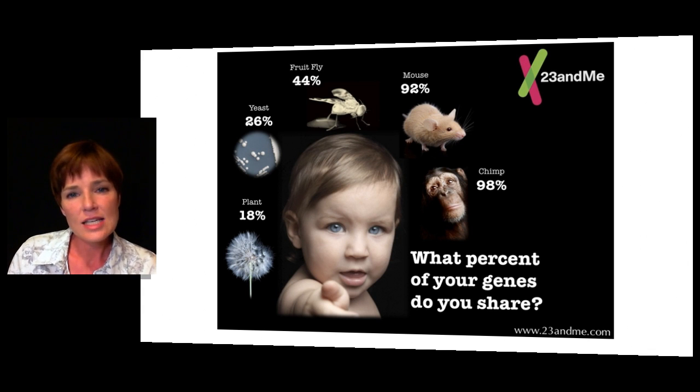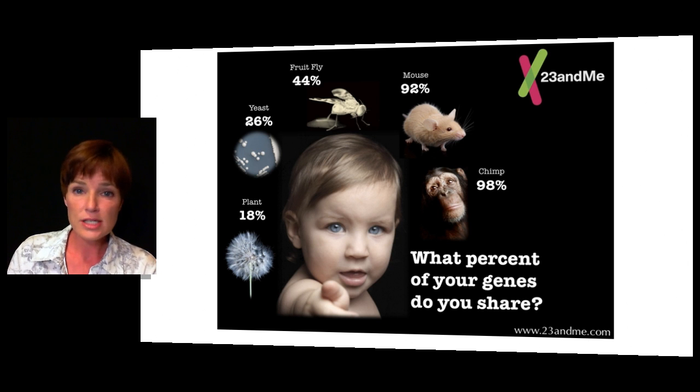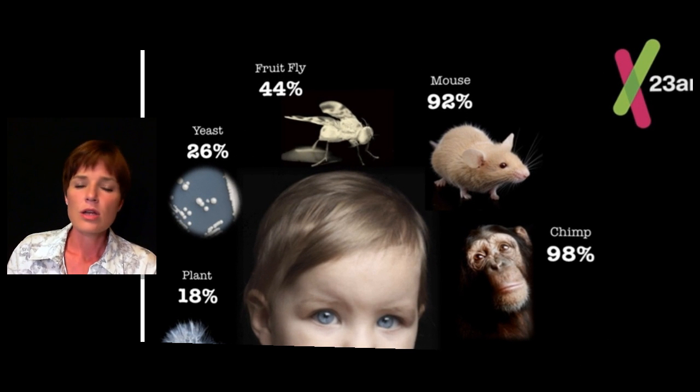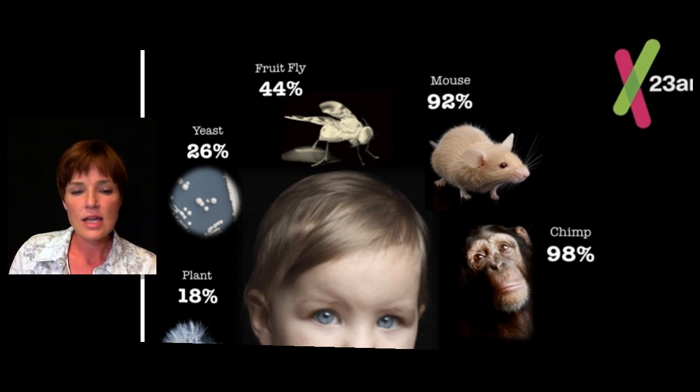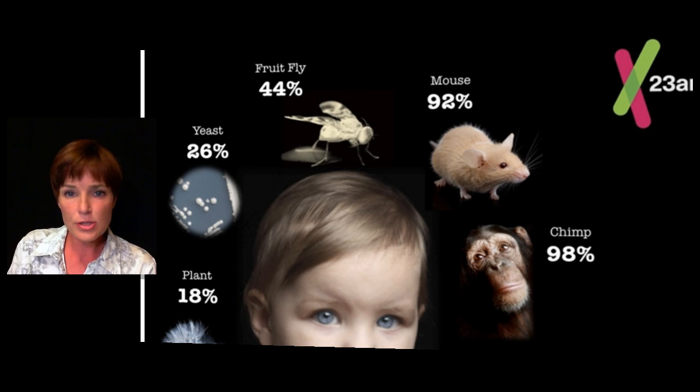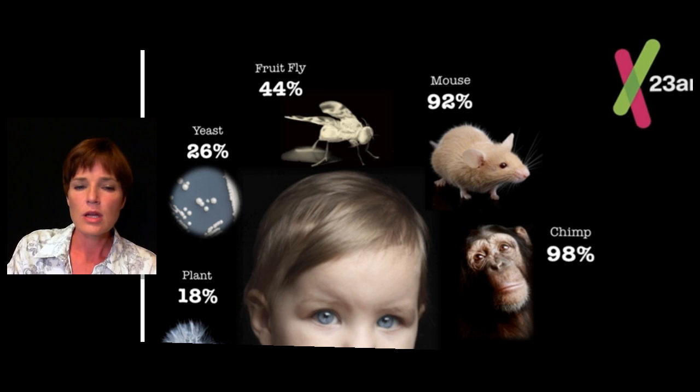We can also look at DNA sequence, and we can compare the entire sequence from one organism to multiple other organisms. And then we can talk about how similar they are just sequence-wise. If we talk about humans, their DNA sequence is 98% similar to a chimpanzee's sequence, 44% similar to a fruit fly, 26% similar to yeast, and then we've got it 18% similar to plants. So that's the percentage of our genes that we actually share with these other organisms.